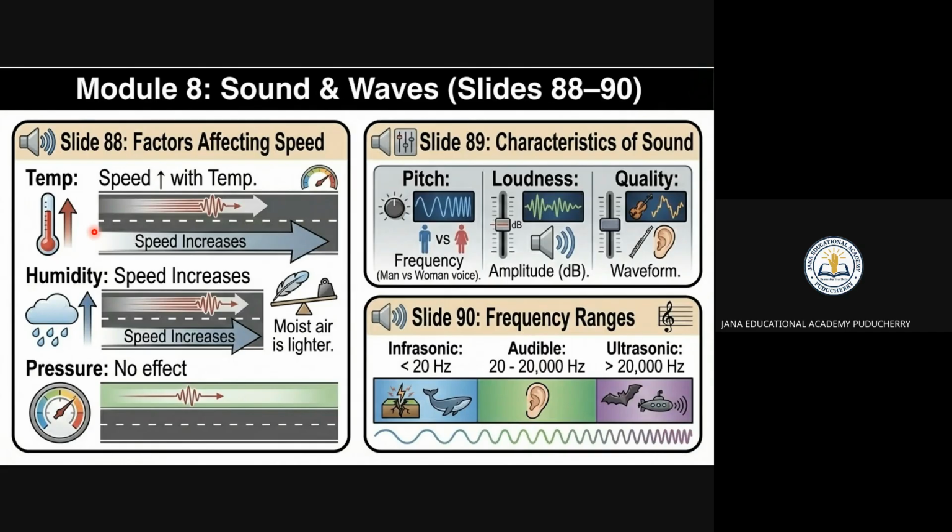What are the factors affecting the speed? It is density. Lower density, higher speed. Higher density, lesser speed. Lower density means you can see it in a gaseous state, where the speed is higher. High temperature, automatically high speed. More humidity also raises the speed, because the air becomes less dense. Wherever the density is lower, the speed of sound increases.